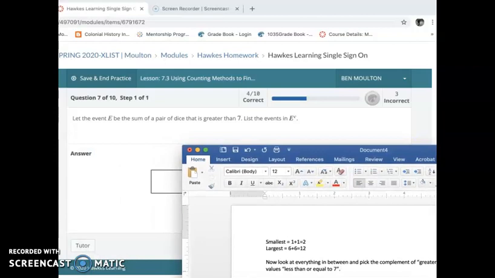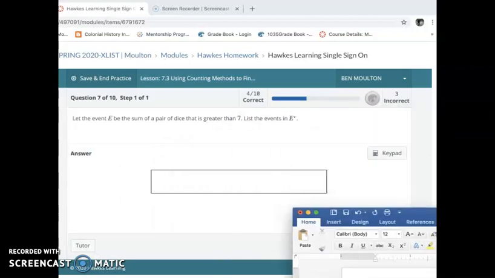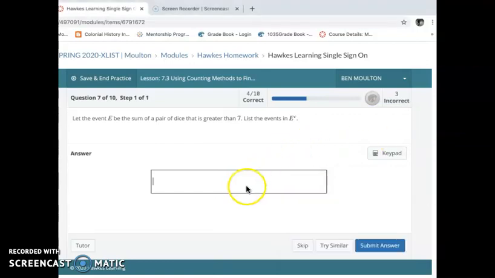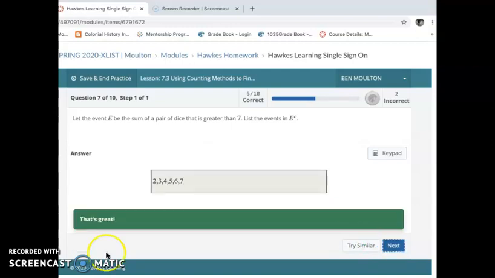So let's see if I can figure that out. Everything less than or equal to 7. So we've got 2, 3, 4, 5, 6, 7. And I don't think they want brackets or anything. Let's check and see. Yeah, that's what they wanted.